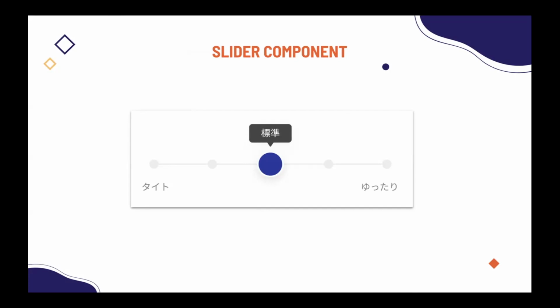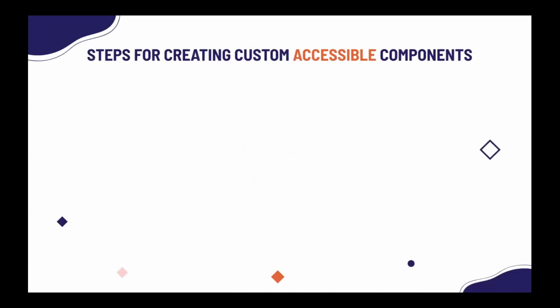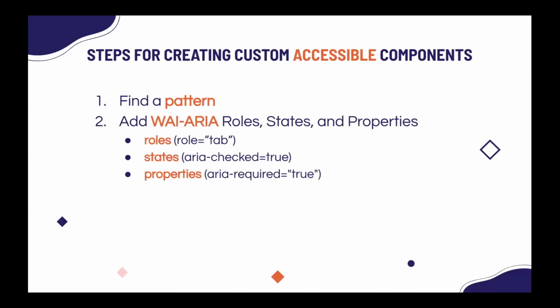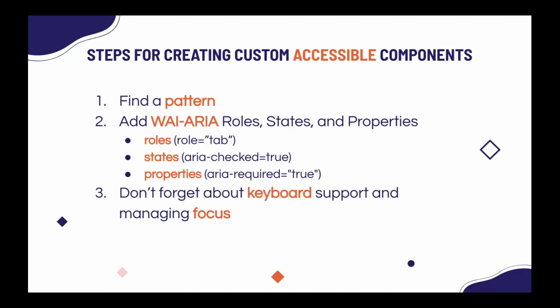So this was the slider that I got, and I needed to create it. So here are the steps that I follow when I create this kind of custom components, and I want to make them accessible at the same time. So first of all is finding a pattern that I want to follow. The second step is adding all the ARIA roles, states, and properties that are necessary for the element. And the third step is the keyboard support and the focus management. So I will go through the steps now in more detail.